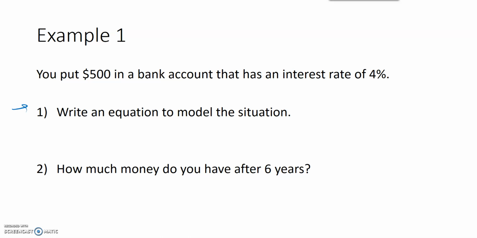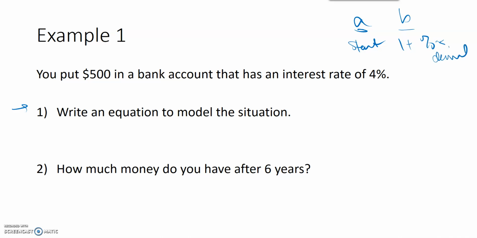We're going to read through it multiple times. Remember, we want to identify our A and our B. A is our start, and B, we know, is going to have a percent. It's going to be 1 plus that percent as a decimal.